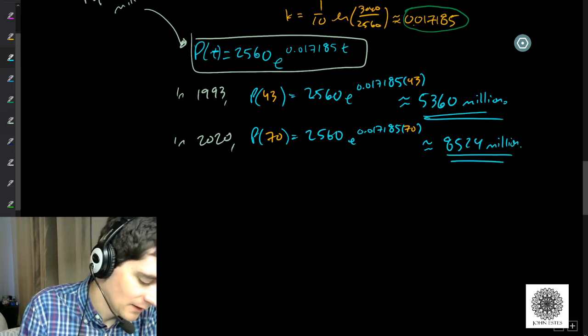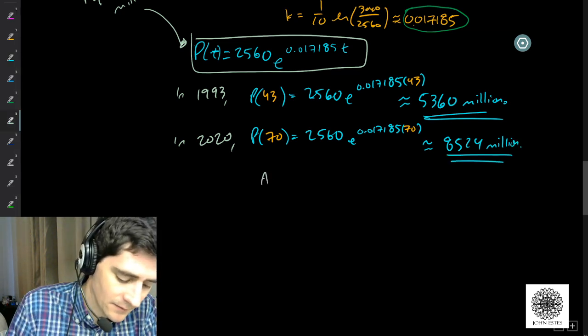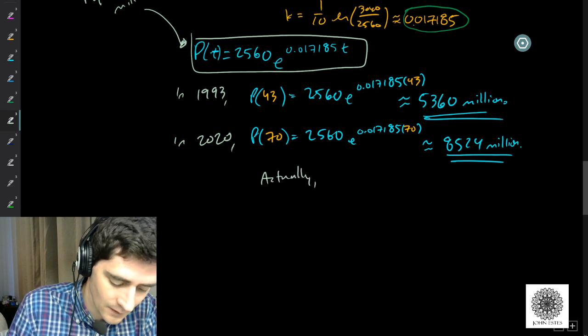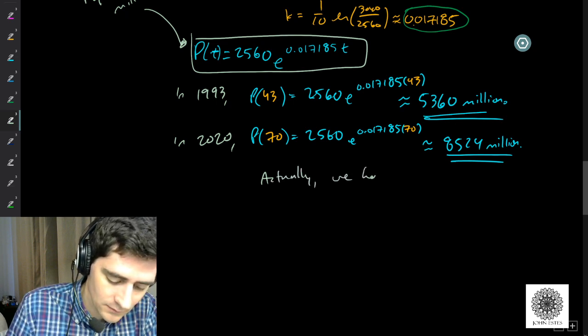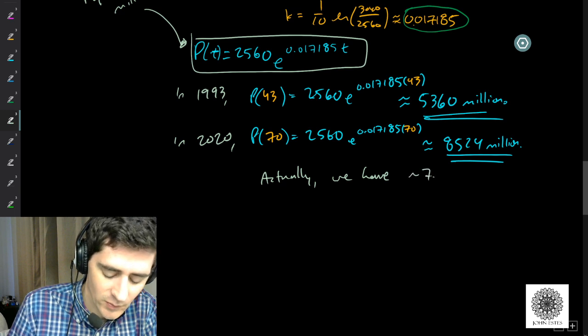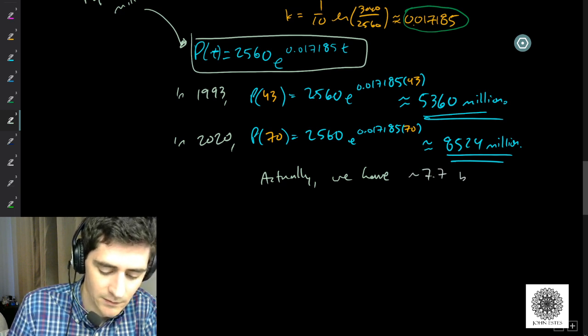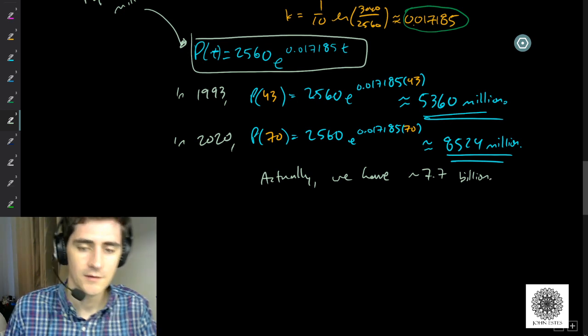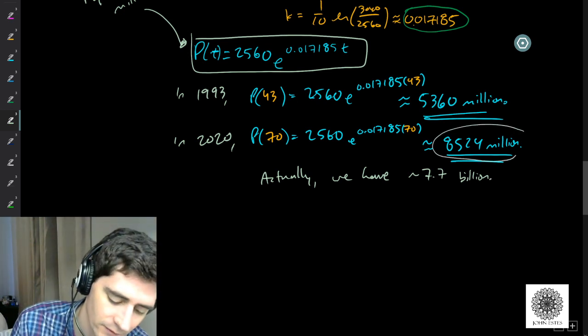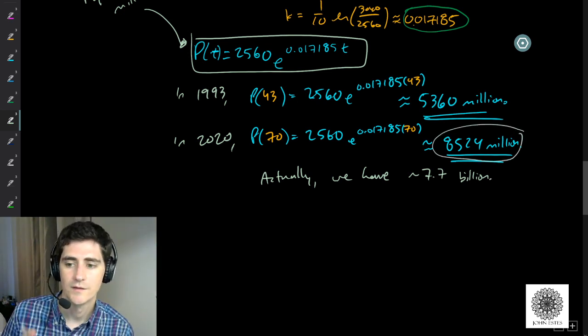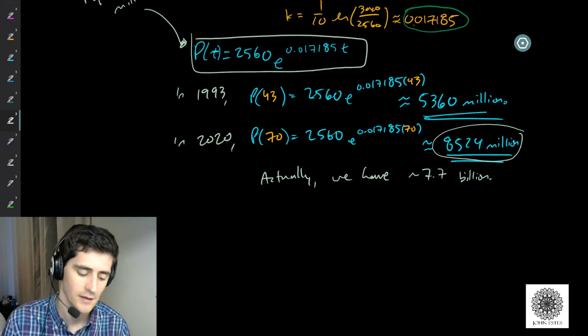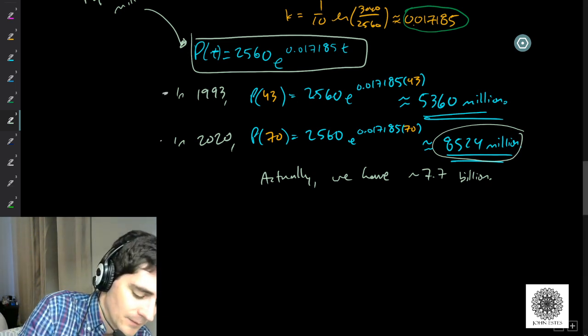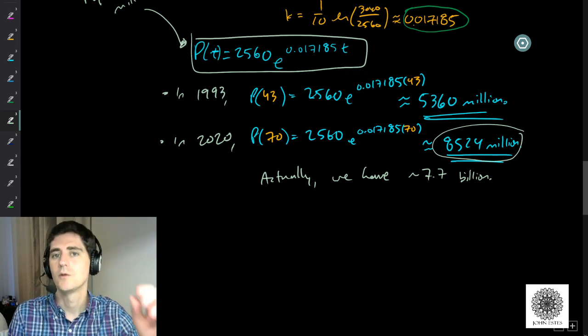And I looked it up last night. We actually have around 7.7 billion people now. So our model is kind of an overshoot of what's actually going on now. Okay, which is fine. These models, the exponential models, won't last forever.